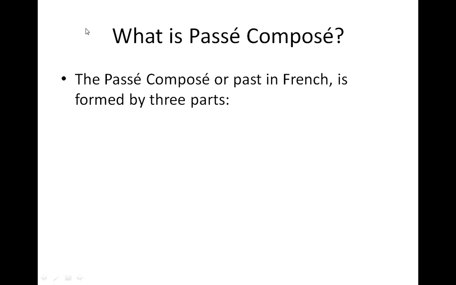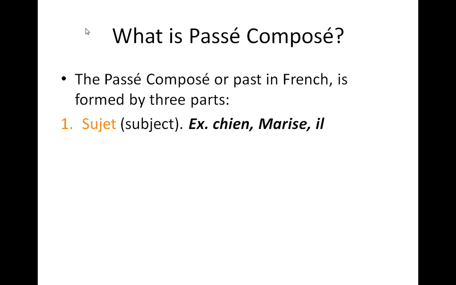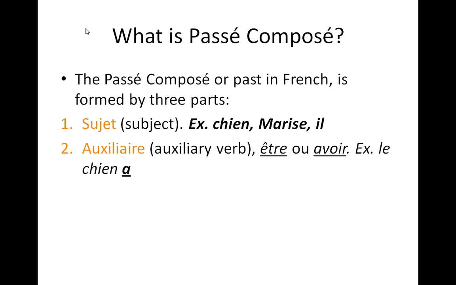What is passé composé? Like I said, it's the past in French, and it's formed by three parts. Let's analyze what these three parts are. First of all, you have the sujet or subject, and it can be chien, for instance, that is a noun. Then it can be Marise, which is a name, or it can be a subject pronoun like il, elle, nous, vous, and so on and so forth. Right after the subject, you should have the auxiliary or auxiliaire. Usually it's the verb être or the verb avoir, so the verb to be or have.